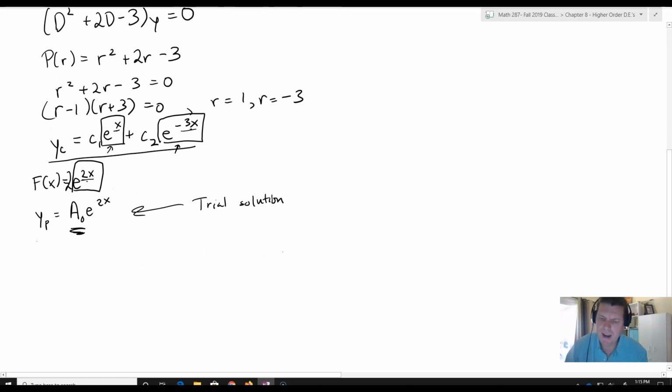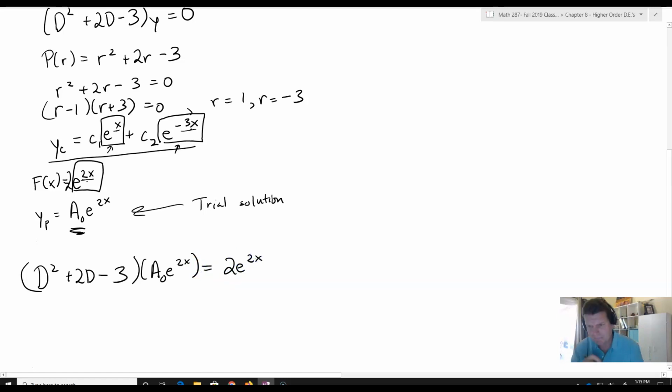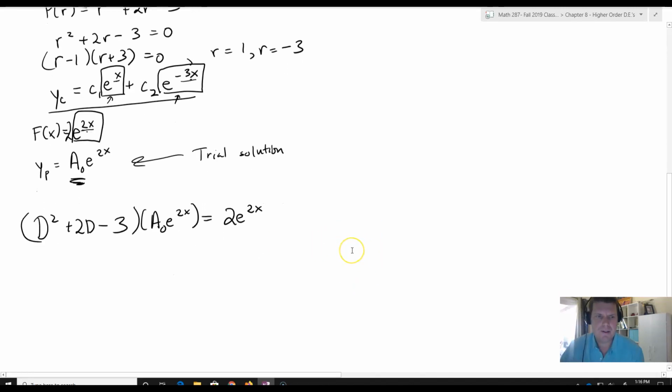Now, once I have my trial solution, I'm going to substitute it back in and then solve. So that's (D squared plus 2D minus 3) times a naught e to the 2x equals 2e to the 2x. What's going to end up being really cool is that when we get all of our calculation done, we're going to be able to get rid of the e to the 2x and just end up with a naught and some constants and solve for that a naught. Okay, so let's do this.